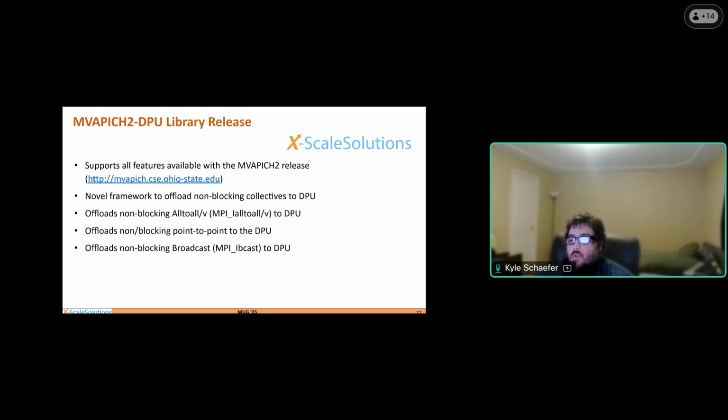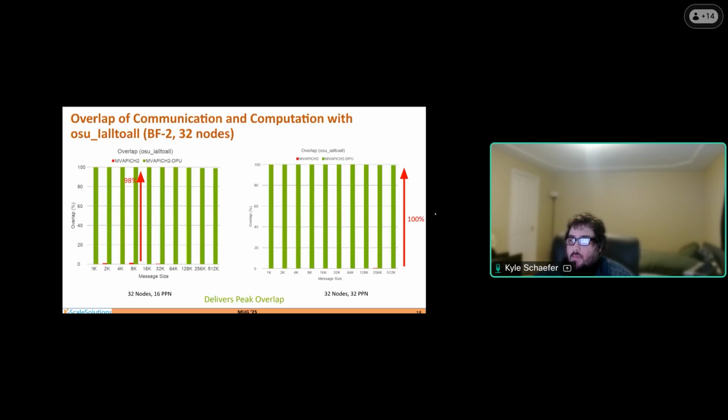So the next product we'll talk about is MVAPICH2-DPU. It's a high-performance MVAPICH2 library, enhanced for accelerating applications with NVIDIA's DPU technology. The BlueField devices run on InfiniBand networks up to 400 gigabits per second. For BlueField 3, they contain 16 ARM cores and 16 gigabytes of memory for the ARM cores, so they have their own memory. They're not sharing system memory.